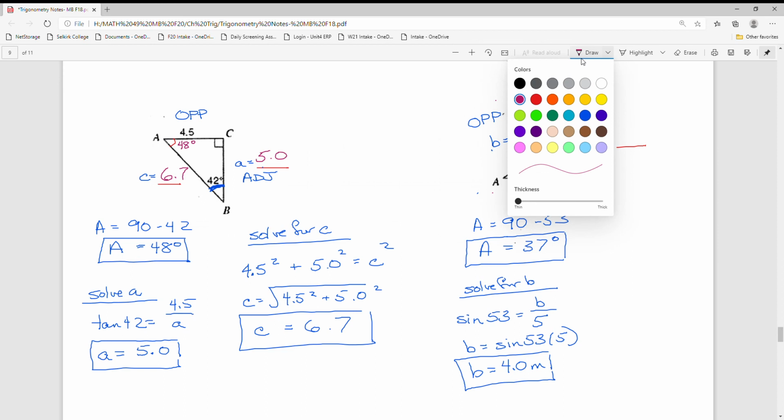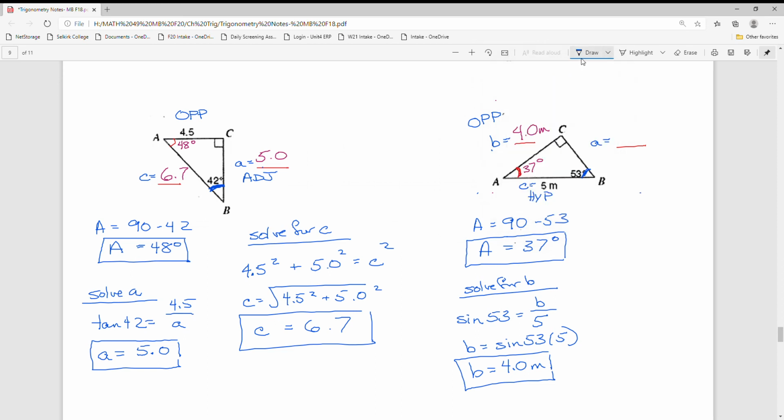The last one, you can either use trig or you can use Pythagorean theorem. It really doesn't matter. Again, I'm going to do it with Pythagorean just to give you equal opportunity to all of the skills. If you get to A equaling 3.0 meters, you've got the right answer.